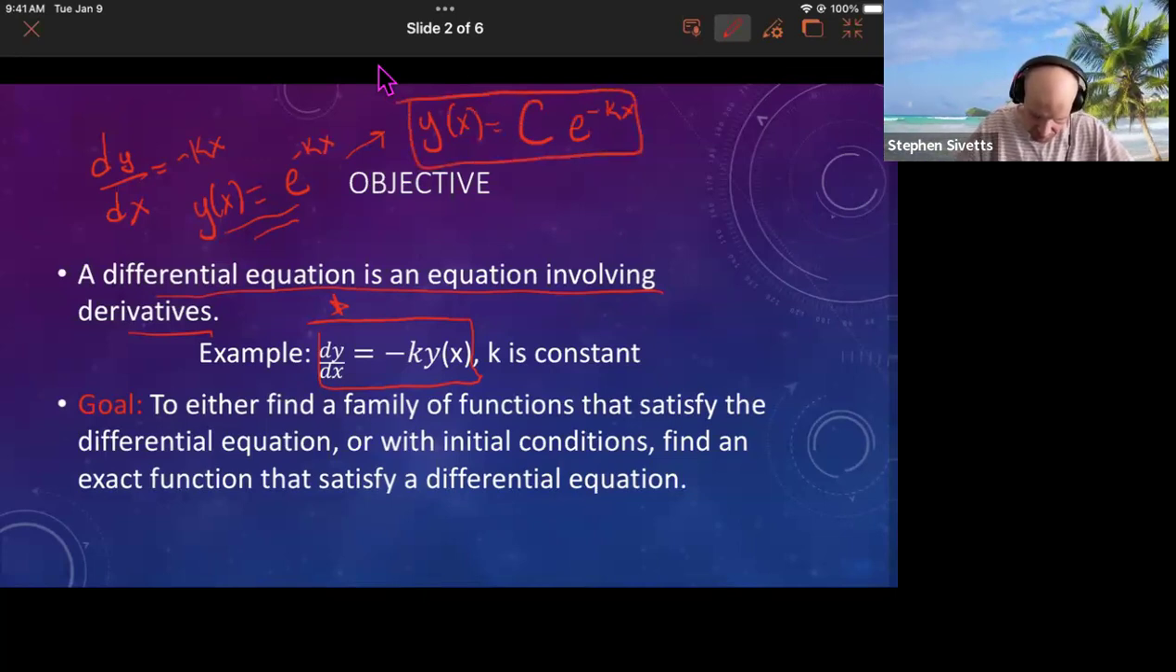This is what's called a general solution, right? A general solution. So this is part one of our goal here: to figure out a family of functions that satisfy a differential equation.